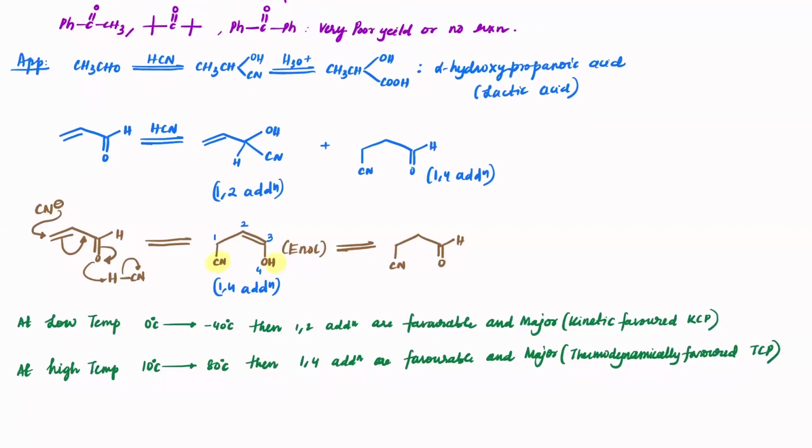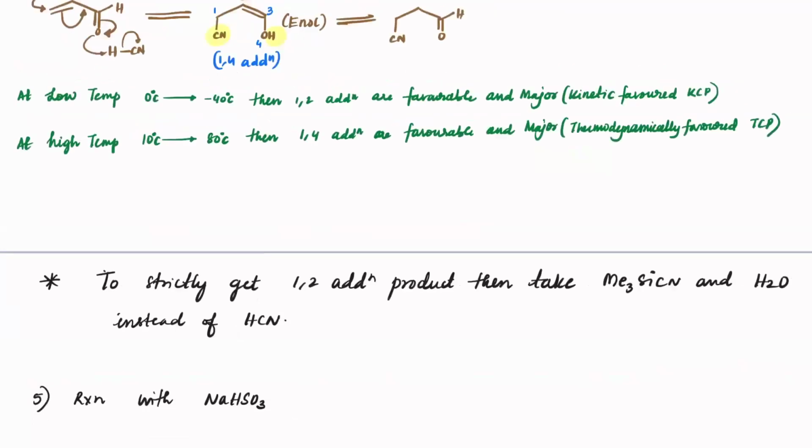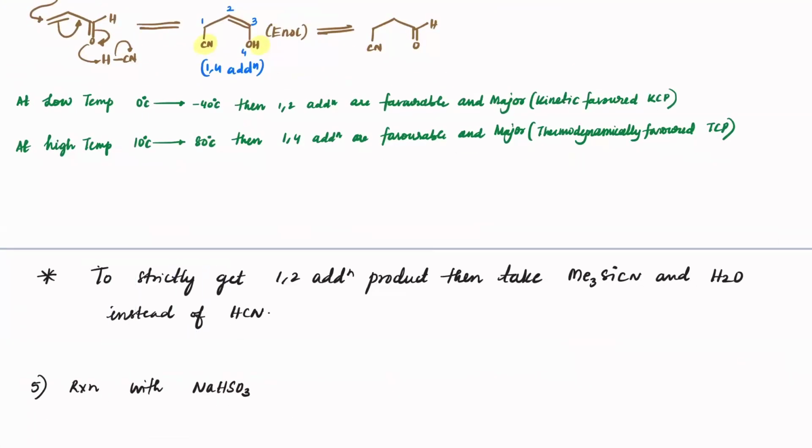Got it? Now, in case you strictly want to get, here I have written it, see, if you want to strictly get the 1,2 addition product only, then instead of taking HCN, you take trimethylsilyl cyanide. Trimethylsilyl cyanide is a weaker nucleophile which will only allow attack on 1,2 positions and not on 1,4 positions. Got it? So to increase the 1,2 content and not depend on temperature, trimethylsilyl cyanide is a better form, and then do hydrolysis instead of HCl.